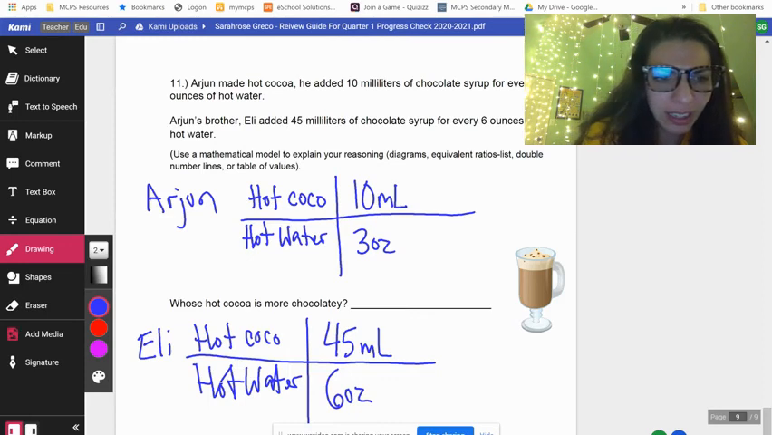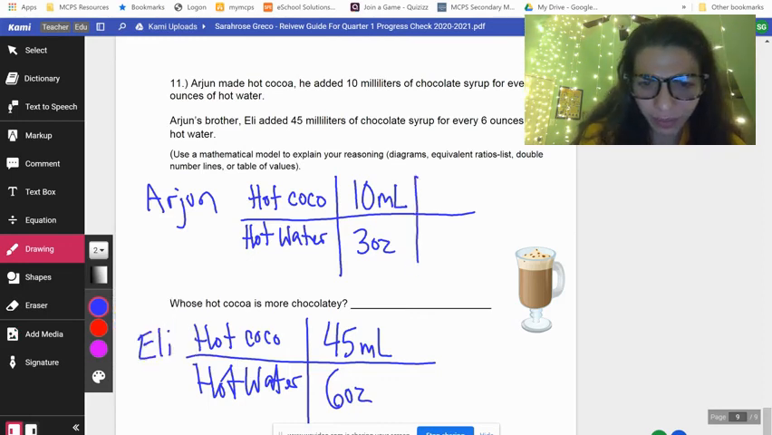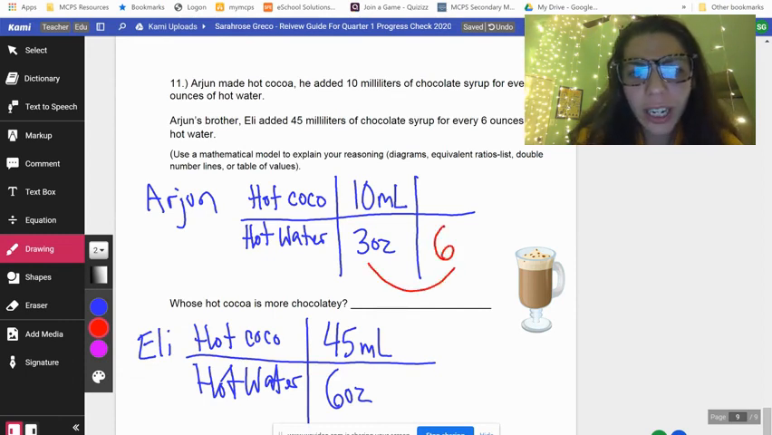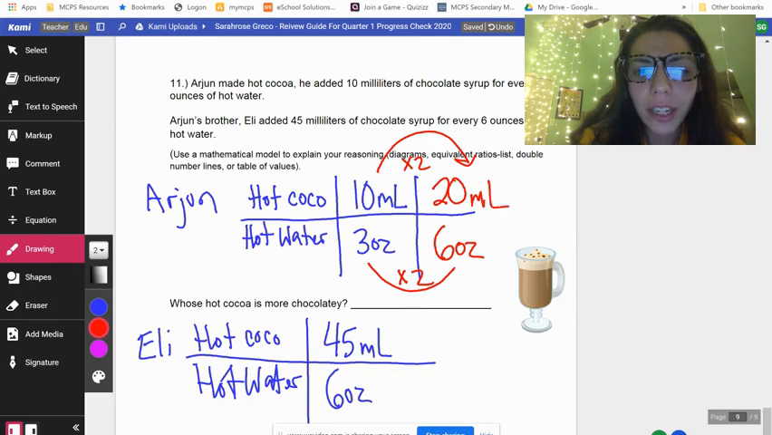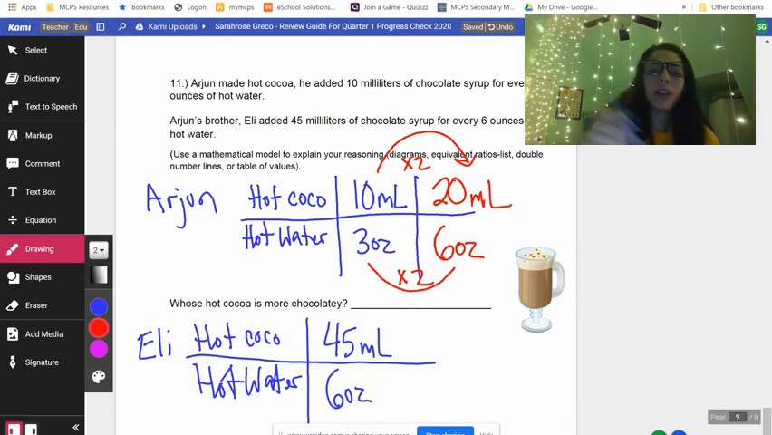Let's actually do something with Arjan's, because what I'm seeing is, couldn't I just double the amount of water he uses? So if we double 3 ounces, it would become 6 ounces. And if I do 3 times 2, I get 6 ounces. So remember, whatever I do to the bottom, I got to do to the top. And 10 times 2 equals 20 milliliters. So now we can compare them equally.